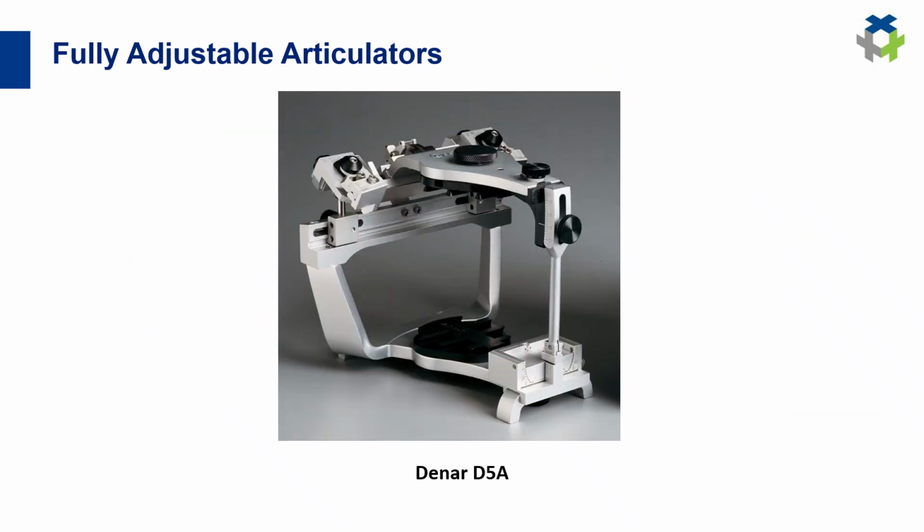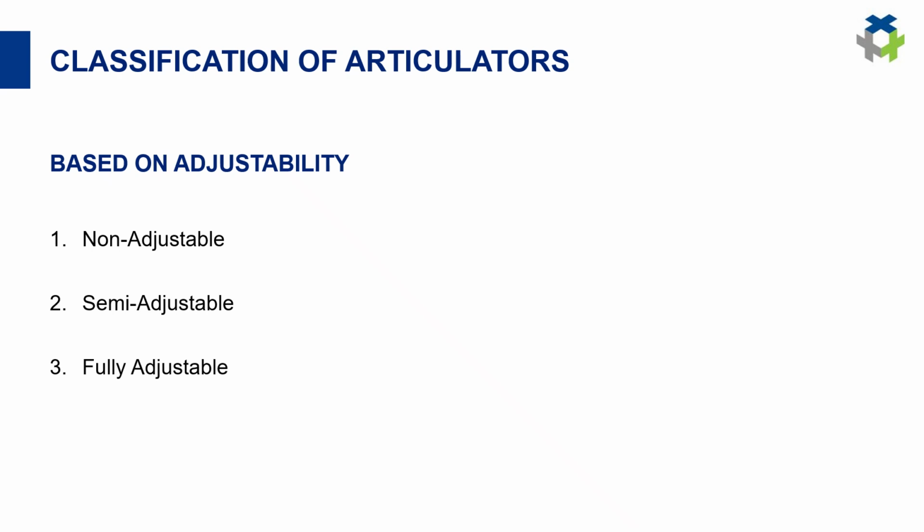Next we have the fully adjustable articulator, which has much more functionality, and it also accepts a device called a pantograph for better pantographic tracing or location of the hinge axis. The most commonly used fully adjustable articulator is the Denar D5A, though it is not used for all cases. When the clinician wants a very accurate bite, especially in full mouth rehabilitations, these are used.